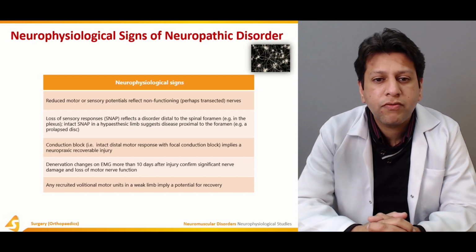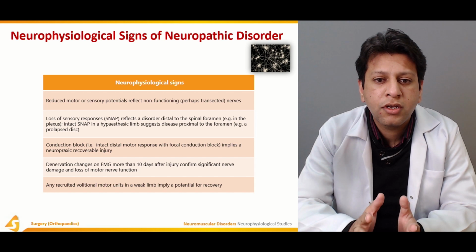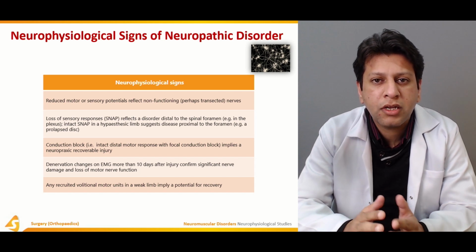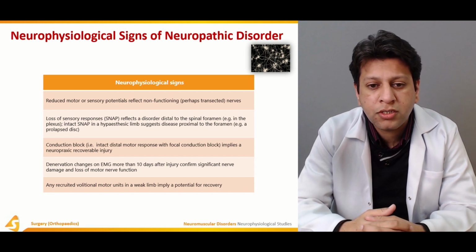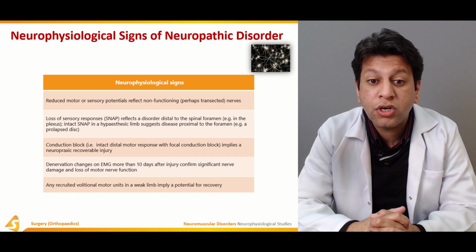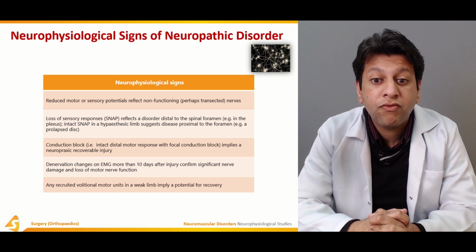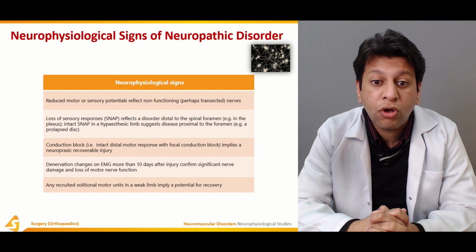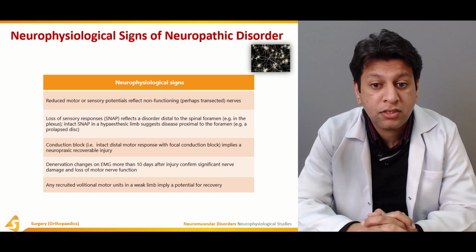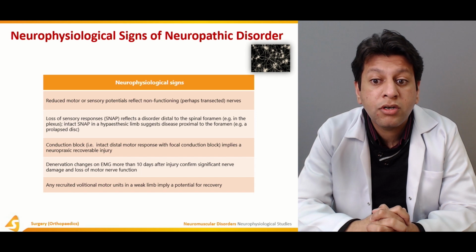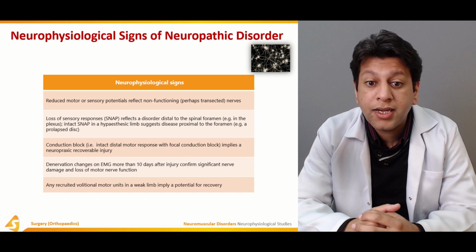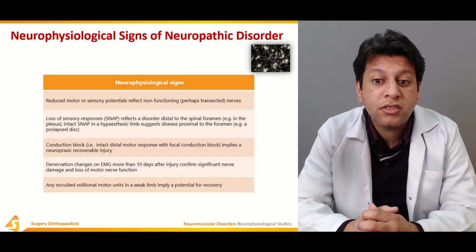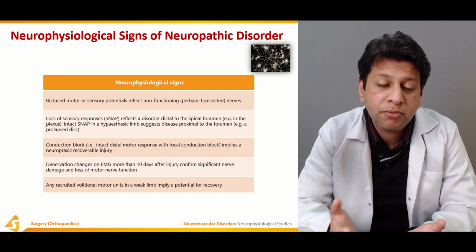Then, what are the signs of neurophysiological neuropathic disorders? We have to elicit certain signs which determine whether this patient really has a neuropathic disorder and what kind of neuropathic disorder. Usually, associated signs include reduced motor or sensory potentials. This usually reflects non-functioning or perhaps transected nerves. A loss of sensory responses, called SNAP, reflects a disorder distal to the spinal foramen. For example, in case of brachial plexus injury, an intact SNAP in the hypoesthetic limb suggests a disease proximal to the foramen, for example, a prolapsed disc.